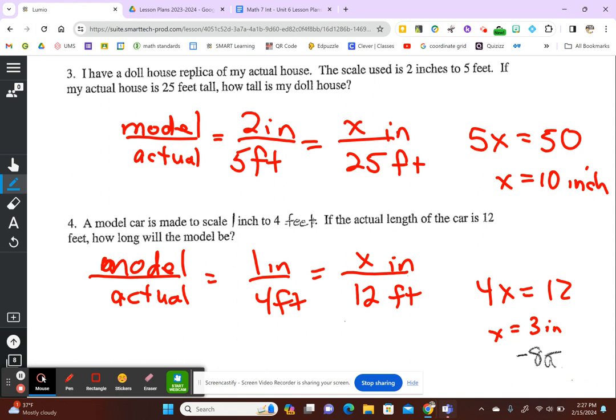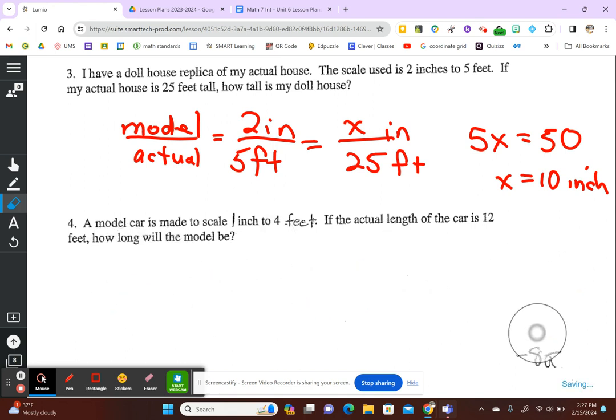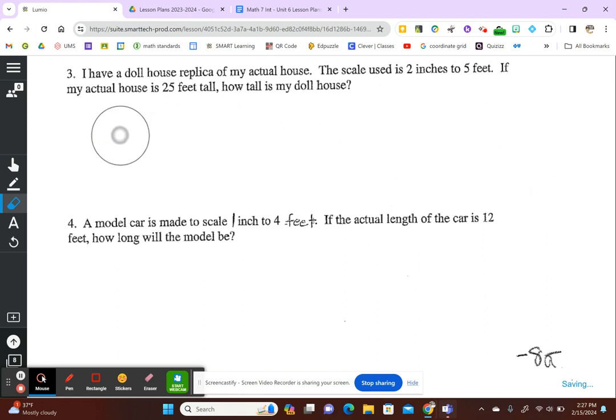Okay, so that is the end of today's lesson. So what you're going to do now is you're going to look at the homework board and see what the homework is, and you're going to start doing that in class.